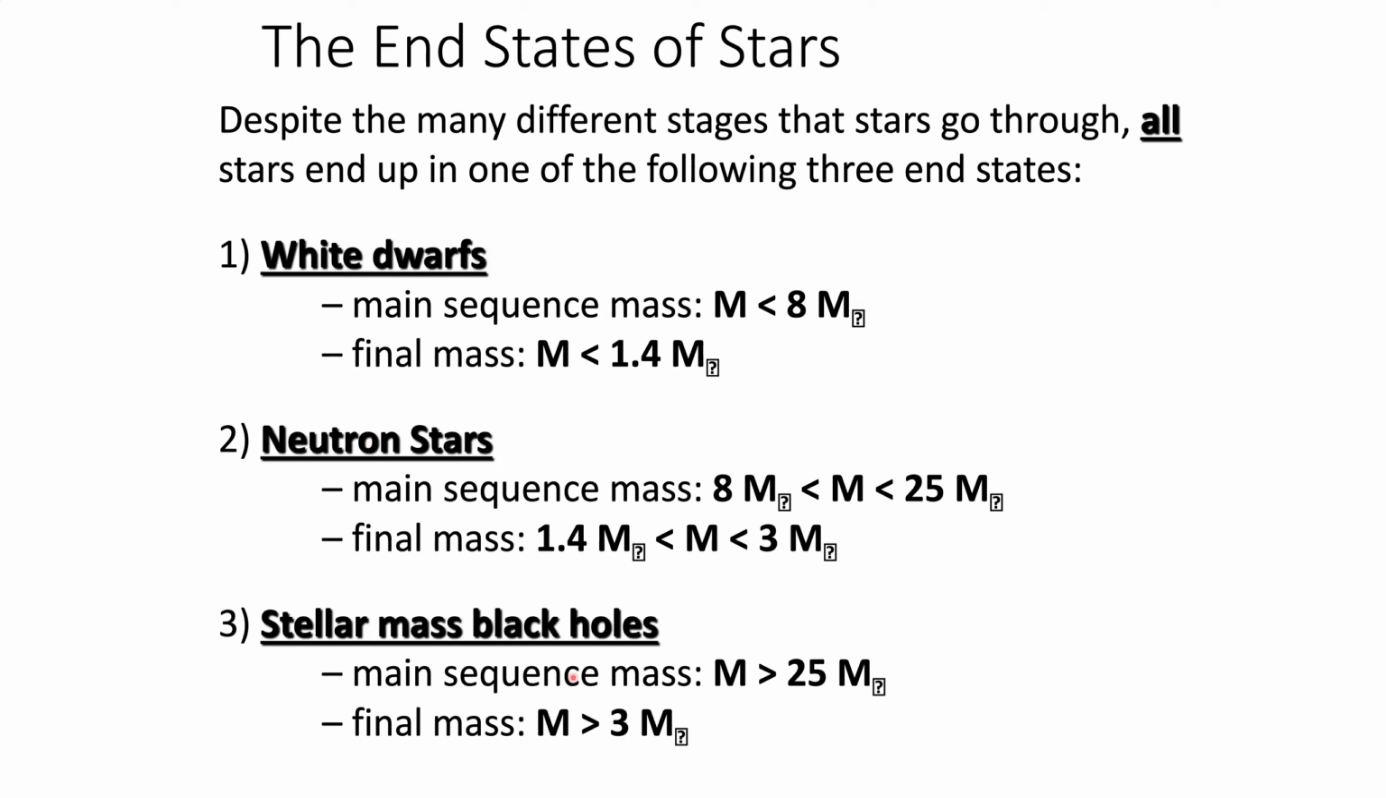Now, if a star has a main sequence mass greater than 25 solar masses, their final mass will be greater than 3 solar masses, and this is the condition to have a stellar mass black hole. And the reason that you have this word right here, stellar mass black holes, is because there are other types of black holes we used to have.